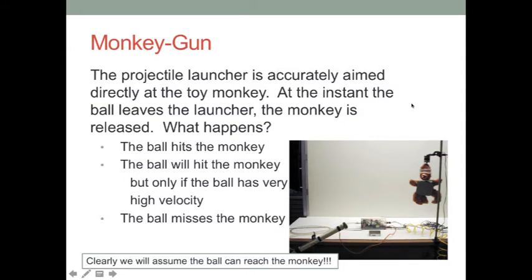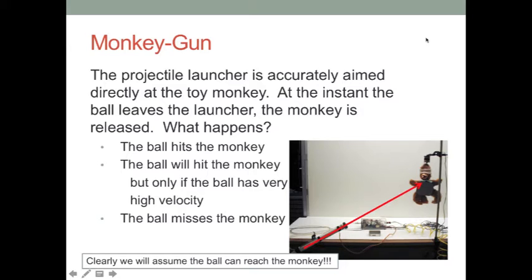Before we consider uniform circular motion, I first want you to consider the following projectile problem. What we have right here is a little toy monkey, and we have a little launcher right here, and the launcher is aimed directly at the monkey. The launcher will project the ball, and at the instant the ball leaves the launcher, the monkey, which is suspended by a magnet, will be released and it will fall.